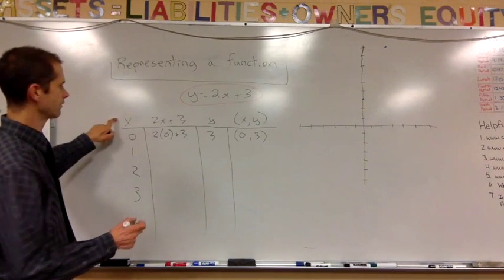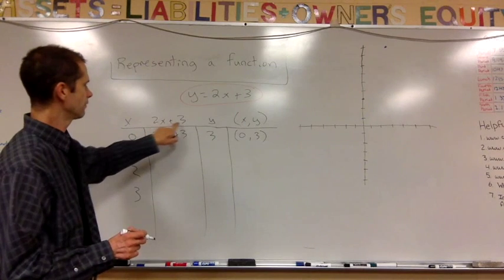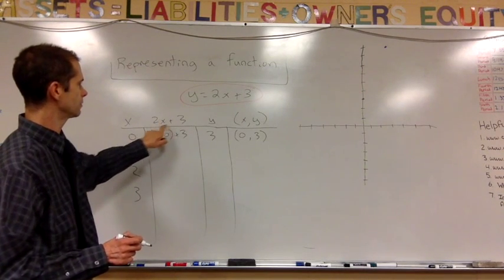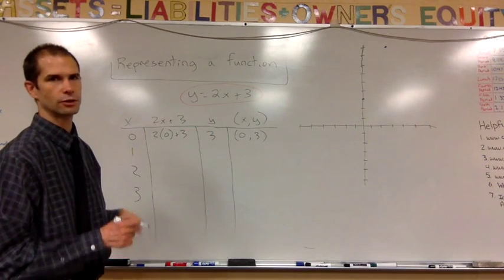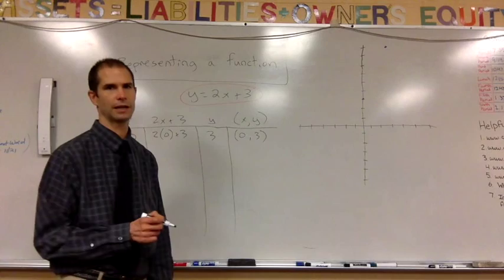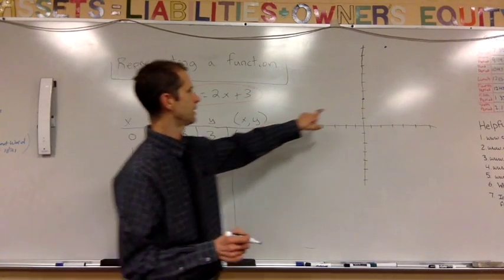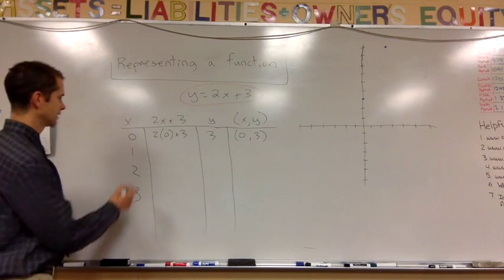So as you can see, I've created my table with the value of x. Here I wrote the equation, what is y equal to? 2x plus 3. Here is where I'm going to solve the equation or evaluate to get my y value, and then I'm going to write my ordered pair. Then we can take these ordered pairs and plot them on our graph to create a line.